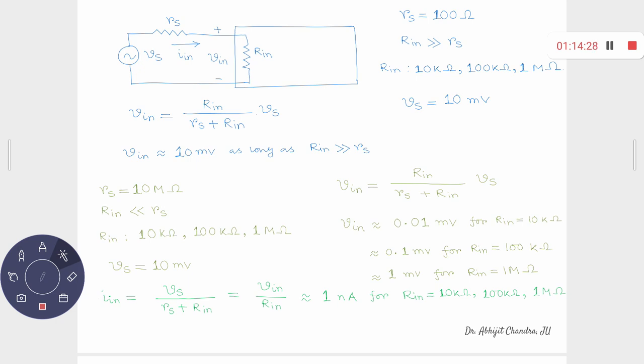So I cannot regard this as a voltage source. So what can I do? Now you have to identify the current that is entering the amplifier. What is the input current, Iin? What is that current? This Iin, this current is nothing but this Vs voltage divided by Rs plus Rin.